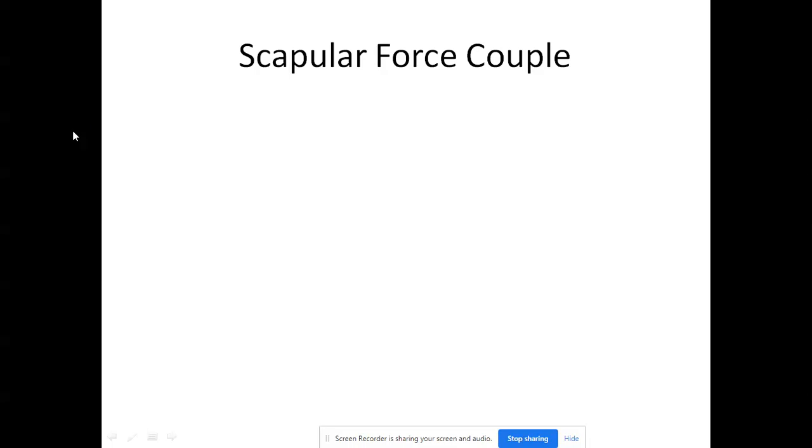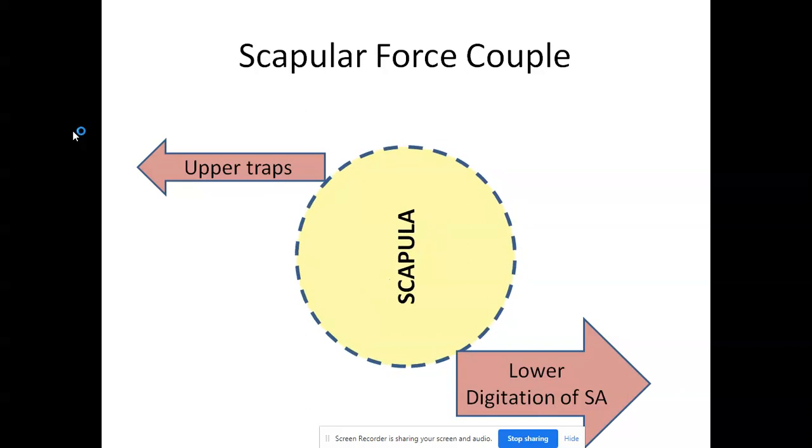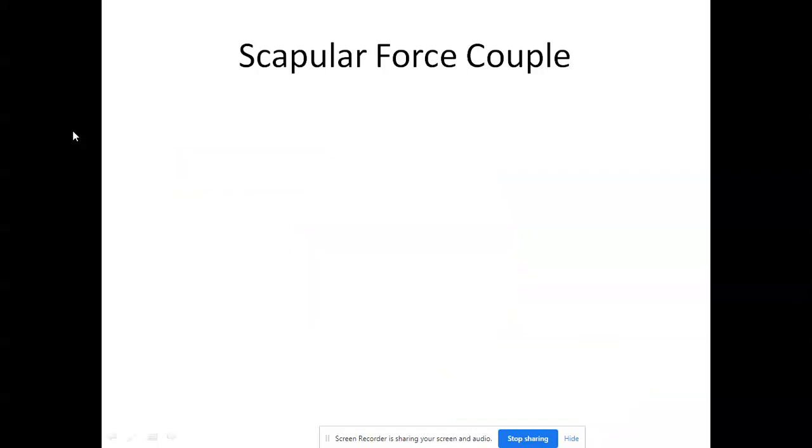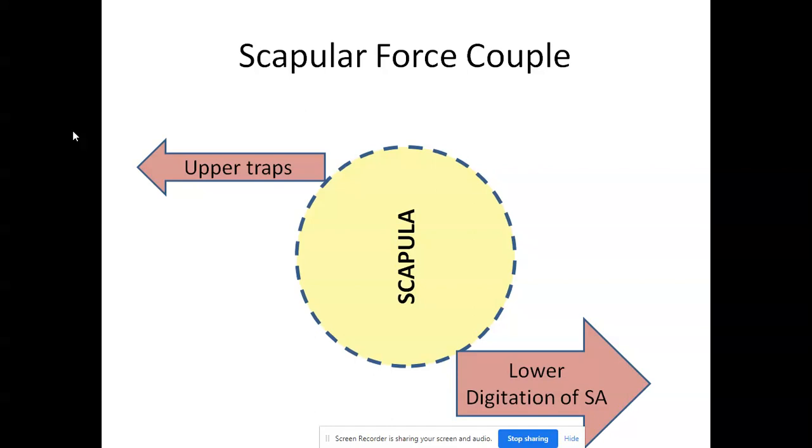Taking an example in scapular force couple, which is easy to understand, is upward rotation of the scapula. The scapula is getting rotated to 90 degrees. Look at the rotation of the scapula to 90 degrees when your upper trapezius and lower digitation of serratus anterior are pulling the scapula. I'll demonstrate it again. The scapula is rotating from 30 to 90 degrees when the scapula is getting pulled by upper trapezius and lower digitation of serratus anterior simultaneously.